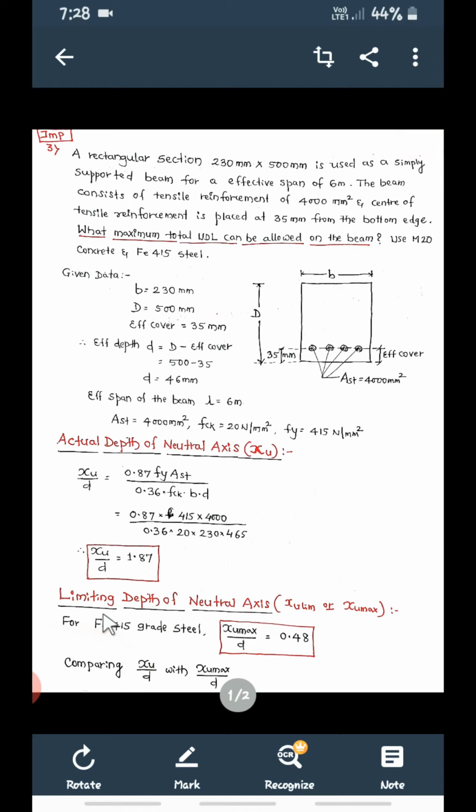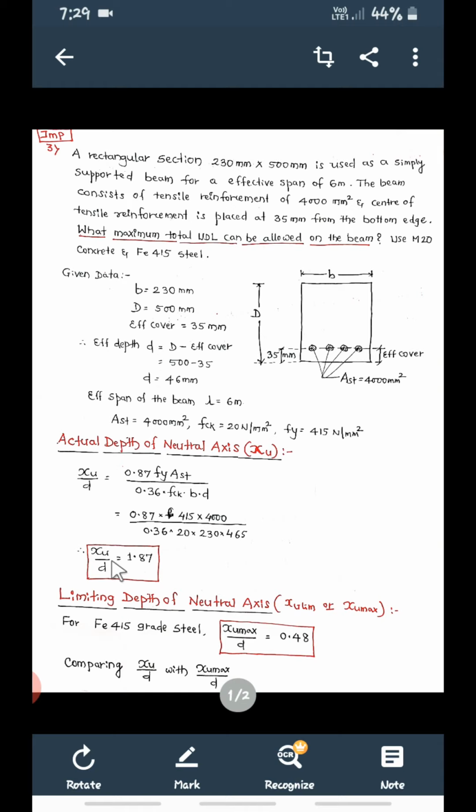Similarly, the next step is to find the limiting depth of neutral axis, that is XU limit or XU max, both are the same. As you know, what is the grade of steel? Fe 415 grade steel. For this grade of steel, what will be the XU max upon D value? XU max upon D is equal to 0.48 directly. You can even refer to this in the IS 456 2000 code book. So XU max upon D is equal to 0.48 for this grade.